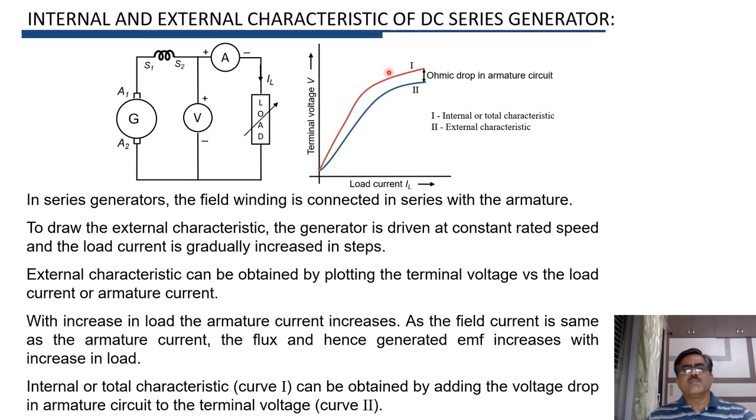So this curve 1 is the internal characteristic, and the external characteristic is always below the internal characteristic. The difference between the two is the ohmic drop in armature circuit, that is the ohmic drop in armature as well as in series field winding, and the voltage drop in brushes. If all these drops are subtracted from the internal characteristic, we will get the external characteristic.